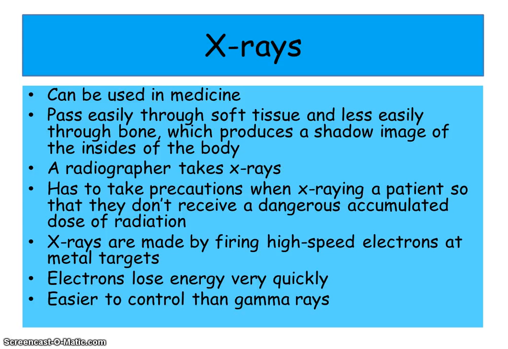X-rays are much easier to control than gamma rays. To stop an X-ray machine emitting X-rays, all the radiographer has to do is to turn off the electricity. It's not possible to stop a nucleus emitting gamma rays. Unlike gamma rays, the wavelength of X-rays used in hospitals can be varied slightly. Changing the voltage used to accelerate the electrons alters the wavelength of the X-rays. A higher voltage will produce smaller, more penetrating X-rays.